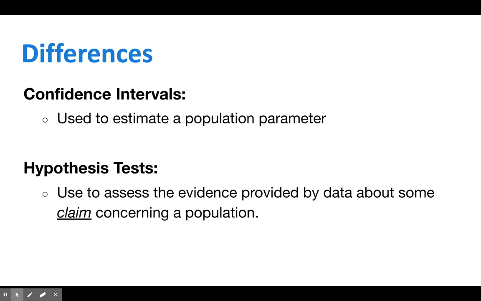Okay, so just a comparison to what we've been doing in chapter 16 and 17. Confidence intervals are used to estimate a population parameter, and it does that with an interval of plausible values. Hypothesis tests are used to assess the evidence provided by data about some claim concerning a population. So essentially, some sort of claim will be made, and hypothesis tests allow us to determine whether or not that claim is valid or invalid.